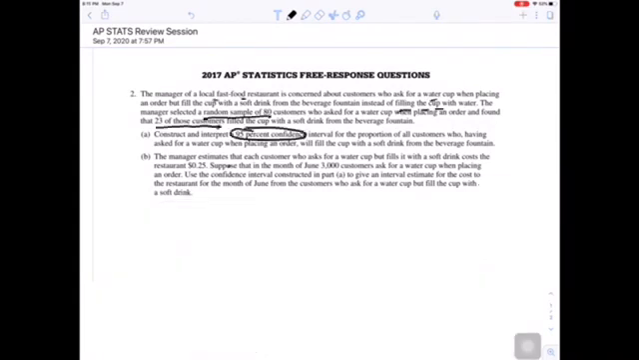So the question asks us to construct a 95% confidence interval. So first of all, we'll be checking the three conditions because that's the first step. The first condition is the random condition. Second condition is the normal condition, and the third condition is the independence condition.